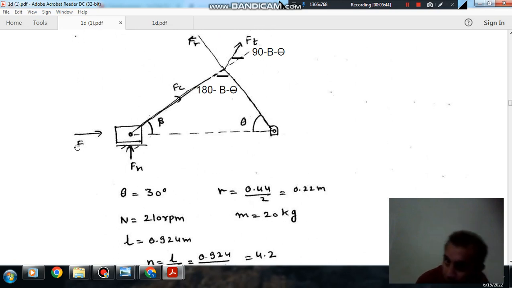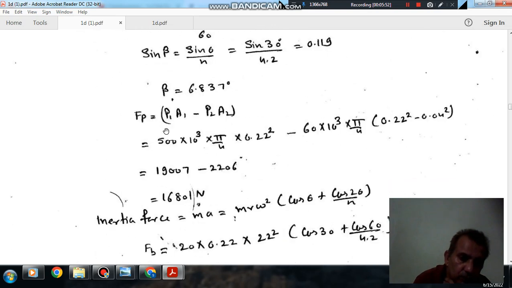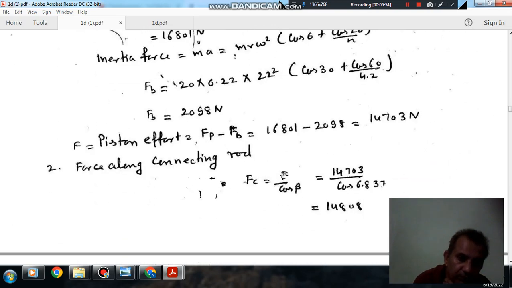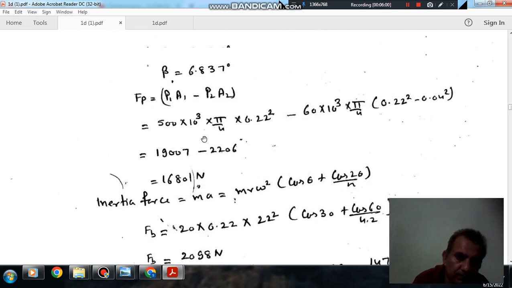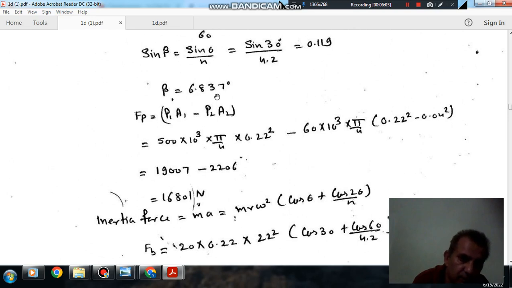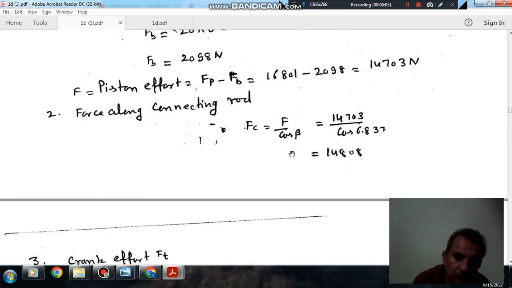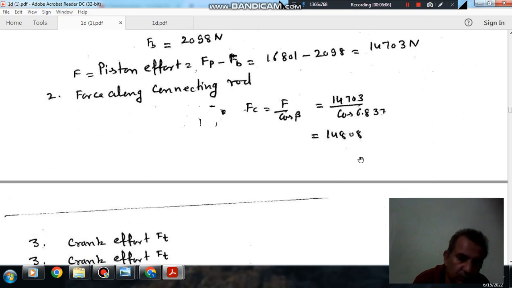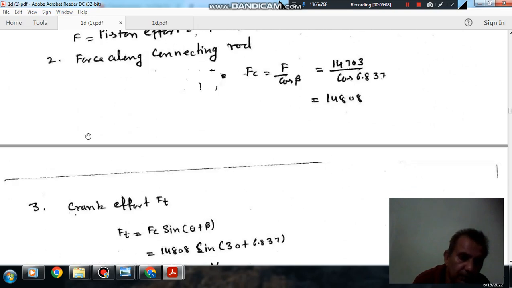So this is your piston effort F, and Fc is your force along connecting rod. Okay, so if we know F, we can find out Fc because the angle between F and Fc is beta. So the force along connecting rod is F by cos beta. So that is 14703 divided by cos of 6.837. So that is 14808 Newton.